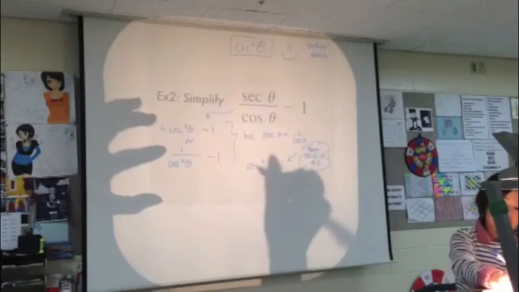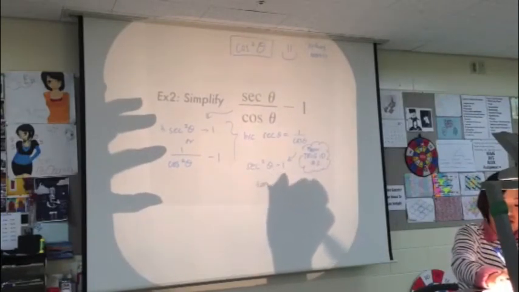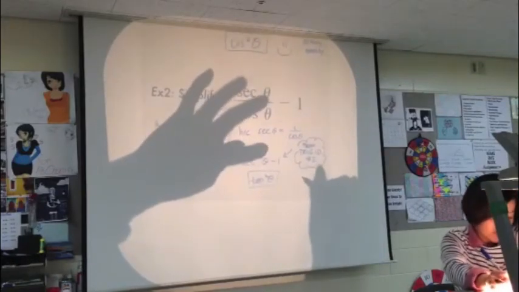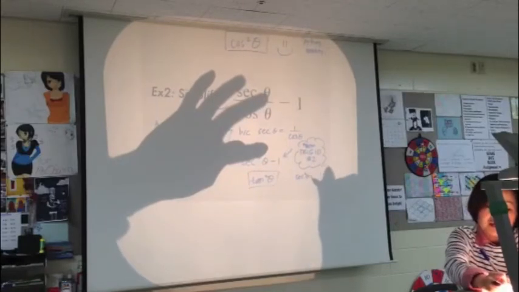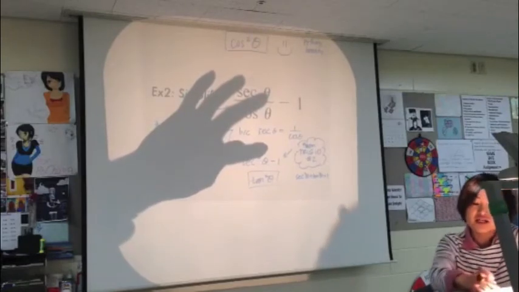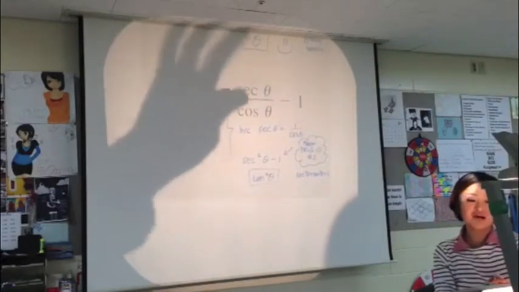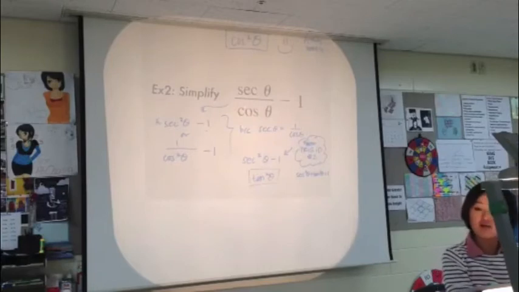So now I get that, which is actually tangent square theta. Because trig identity number 2 goes something like this, right? It goes secant square theta plus tangent square theta is equal to 1. So I just subtracted secant square theta from there. All right? That's example 2. Simplify all this, it just becomes that. All right? You guys following along okay?